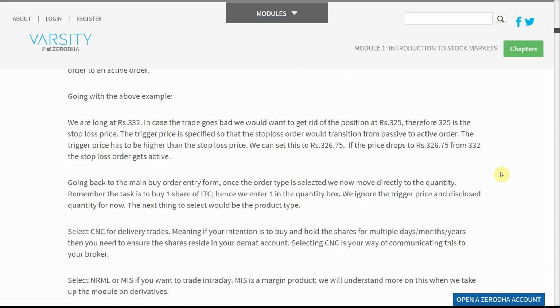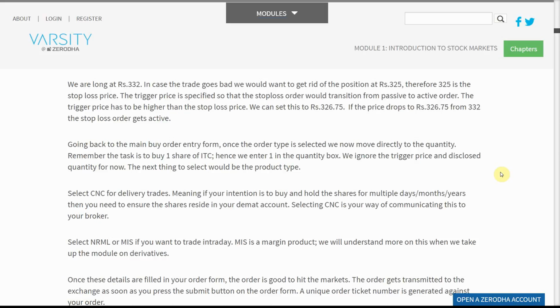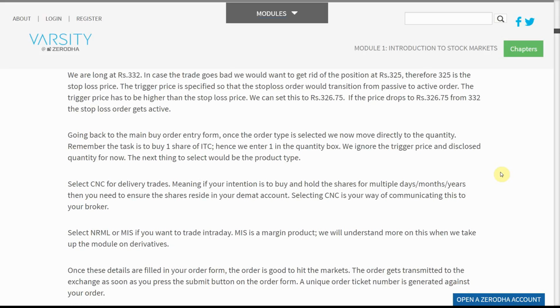Going back to the main buy order entry form. Once the order type is selected, we now move directly to the quantity. Remember, the task is to buy 1 share of ITC. Hence we enter 1 in the quantity box. We ignore the trigger price and disclosed quantity for now. The next thing to select would be the product type. Select CNC for delivery trades.